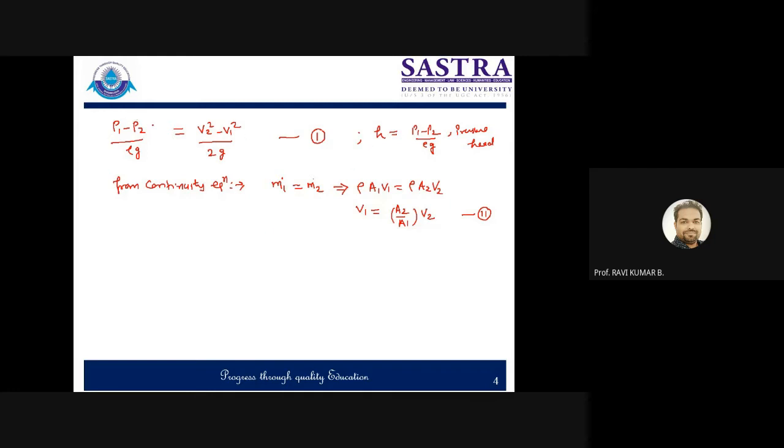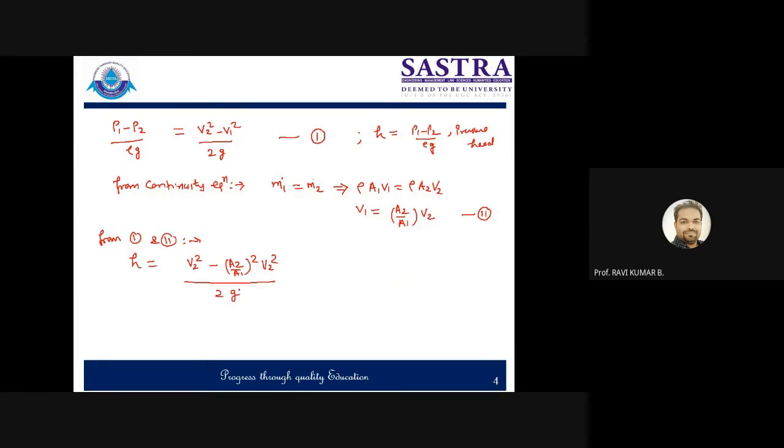So if you are going to do so, what can you write? You can write this term as head, which we have already defined, the pressure head. You need to mention it from 1 and 2. So pressure head is equal to, in place of V1, substitute this entire value over here. So you can say V2 square minus A2 divided by A1 whole square into V2 square, divided by 2 times G. This you can write.